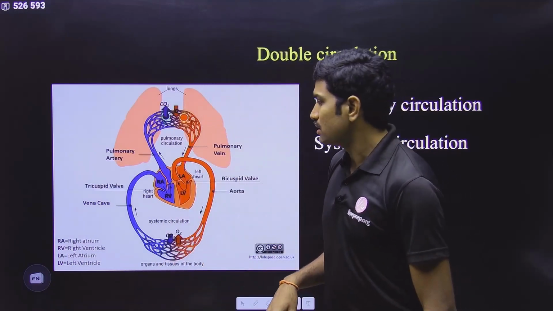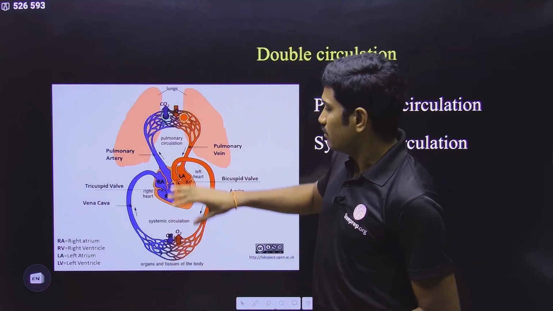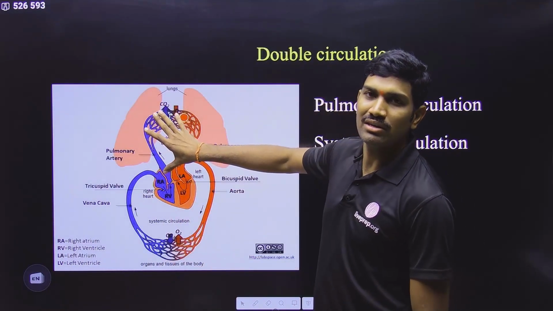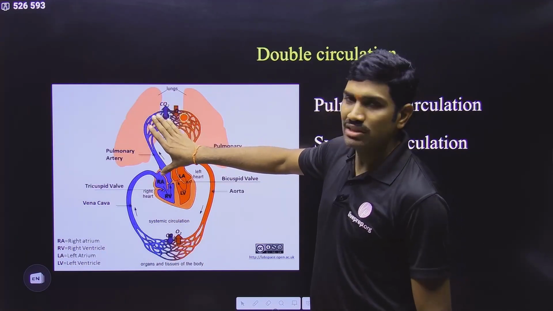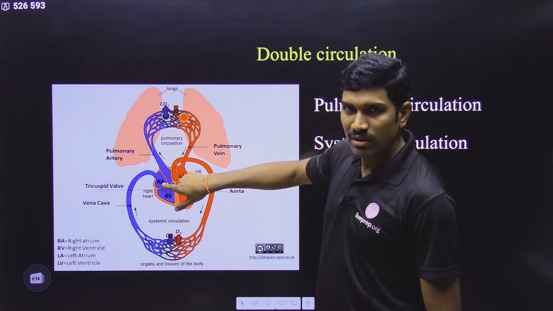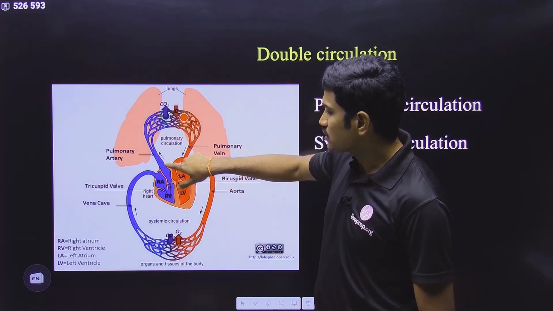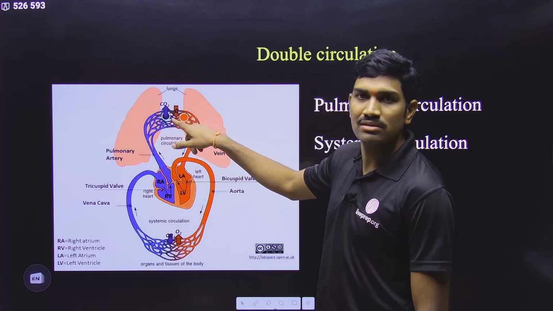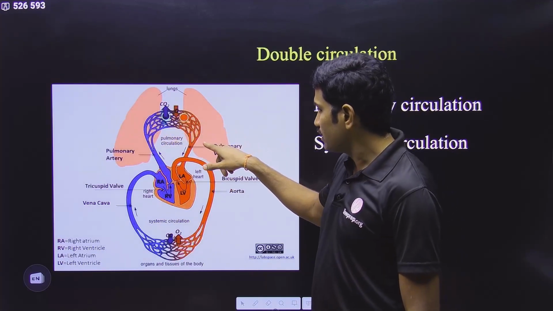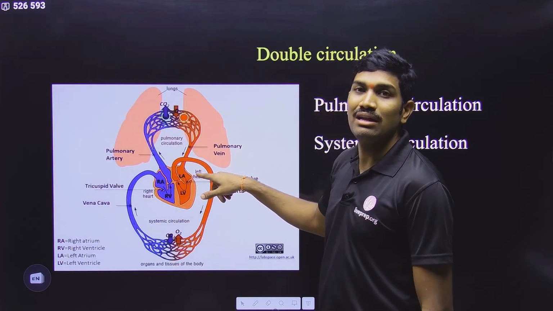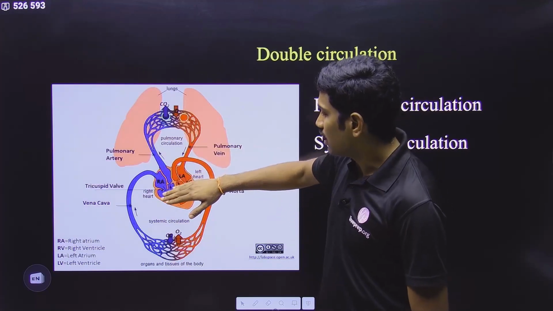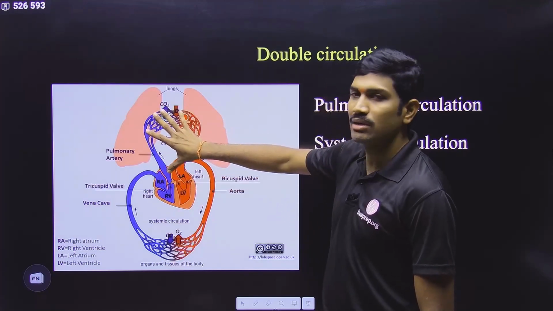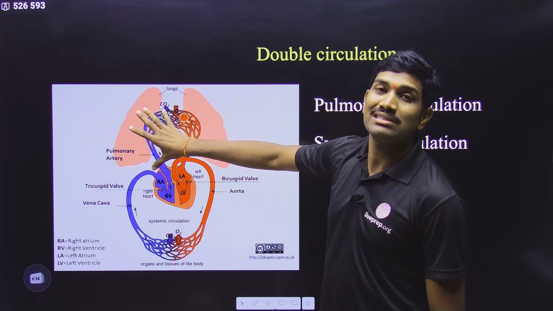What is pulmonary circulation? The movement of the blood between the heart and the lungs. Deoxygenated blood from the heart is passing through the pulmonary artery to the lungs. From the lungs, through the pulmonary veins, blood is again coming back into the left atrium. So this circulation, heart to lung and lung to heart, is called pulmonary circulation.